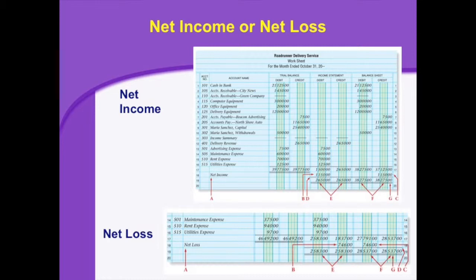Net income is reported as a debit on the income statement and as a credit on the balance sheet. Conversely, a net loss is reported on the income statement as a credit and on the balance sheet as a debit. Just remember, for every debit, you always have to have a credit. And that entry will be what creates a balanced worksheet for you. If you try putting it in the wrong column, your totals are not going to match.